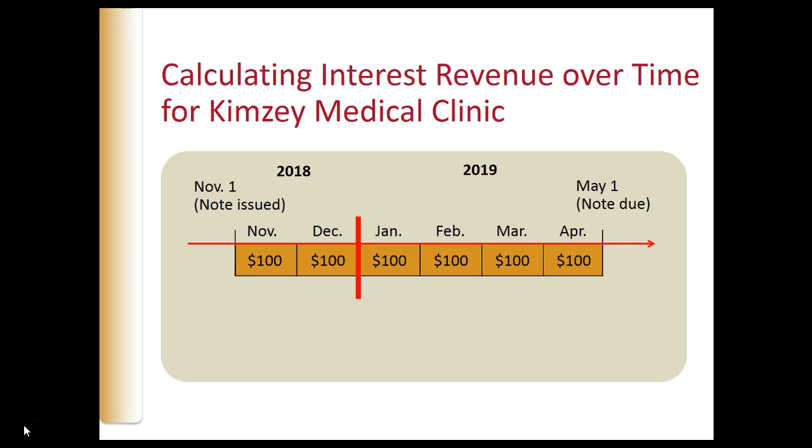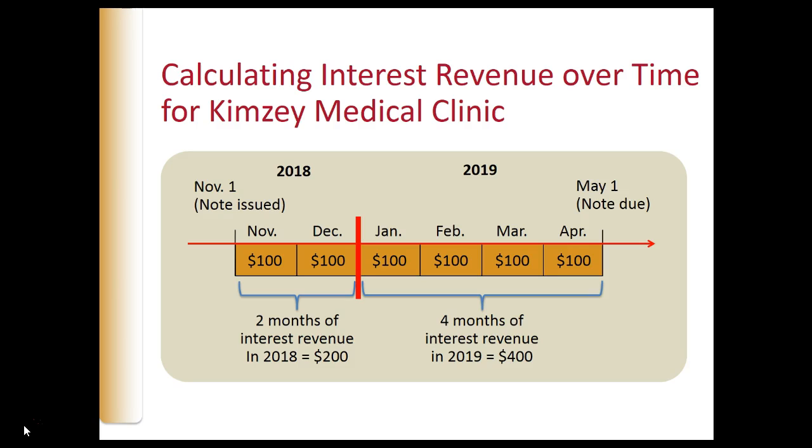The length of the note for 6 months and the interest rate of 12% still remain the same, and so the interest of $600 charged to Justin remains the same, but Kimzey will earn interest revenue in 2 separate accounting periods, assuming Kimzey uses a calendar year. For 2 months of the 6-month note in 2018, November and December, and 4 months in the next year, January through April.